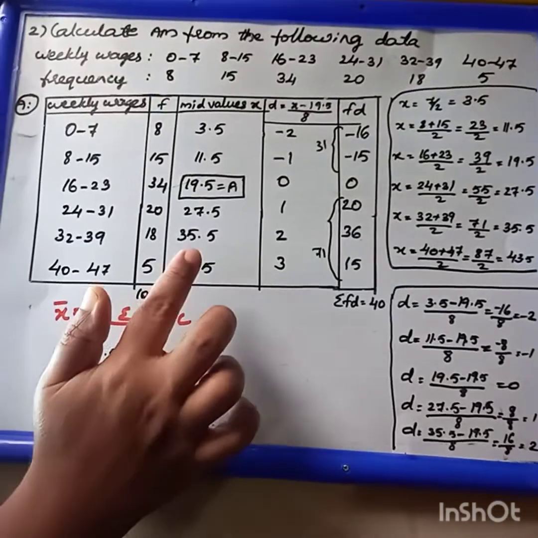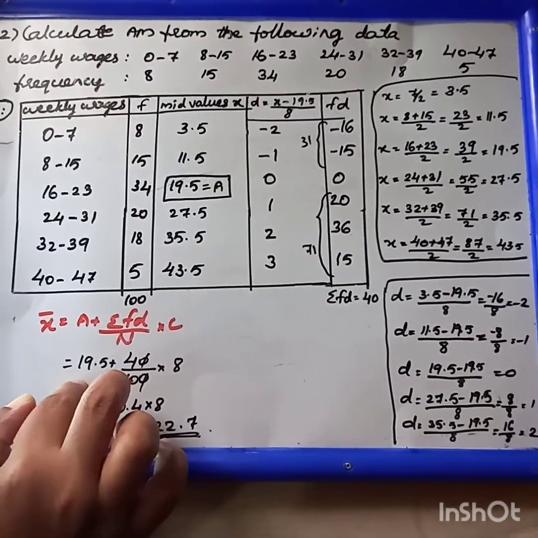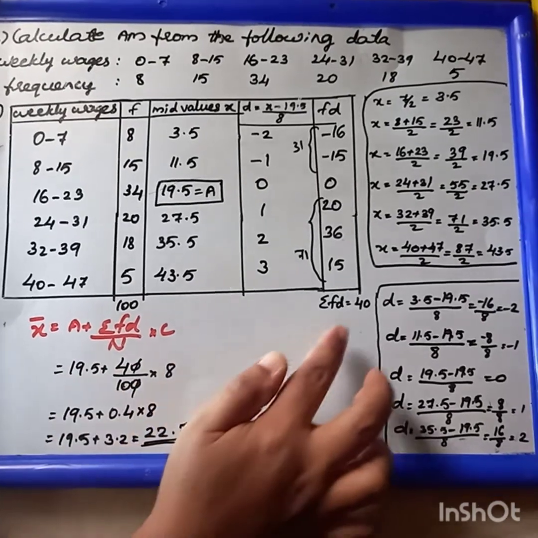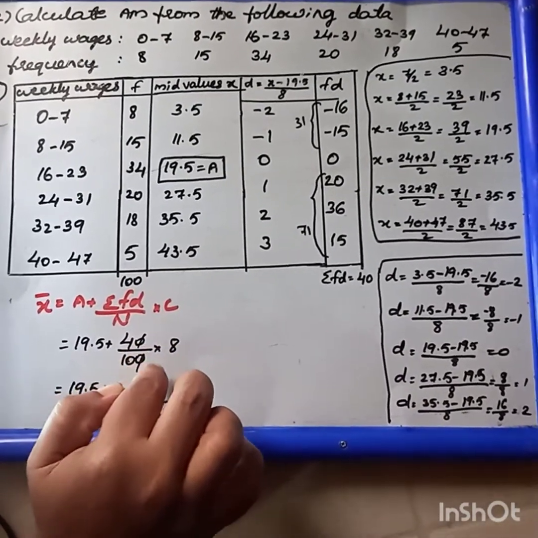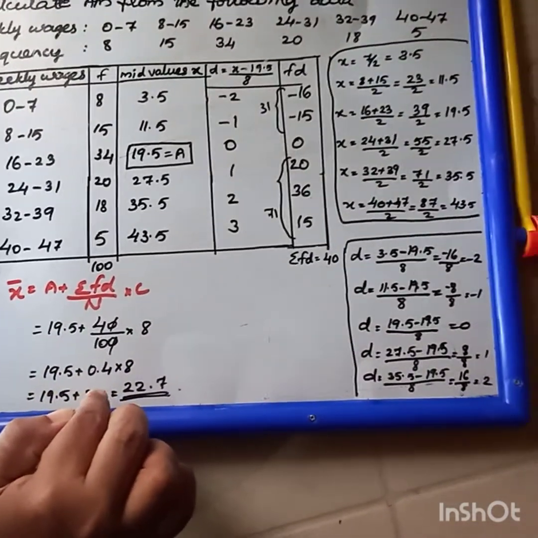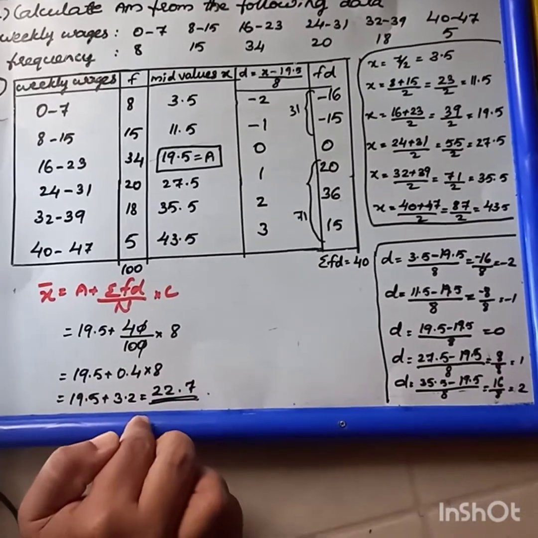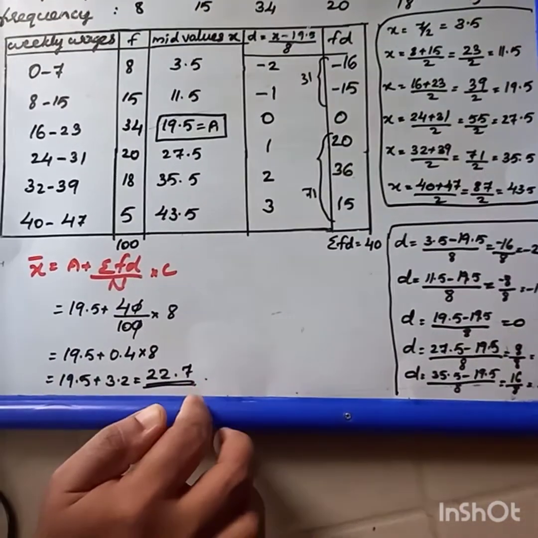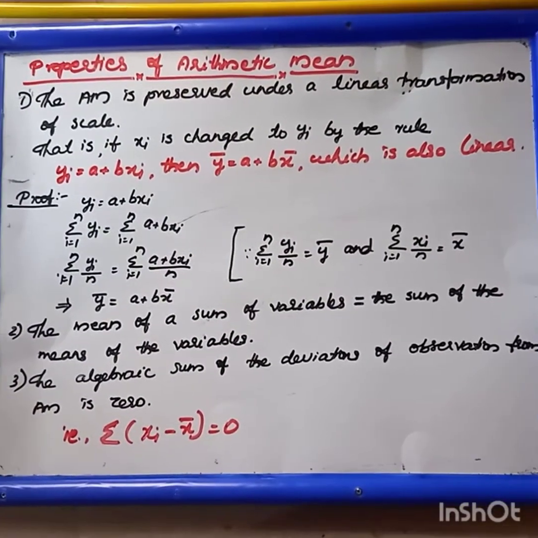Then A is 19.5. Substituting all these values, we get 19.5 plus summation fd 40 divided by 100 into C. That is 40 by 100 into 8, which is equal to 19.5 plus 0.4 into 8, which is equal to 19.5 plus 3.2, which is equal to 22.7.